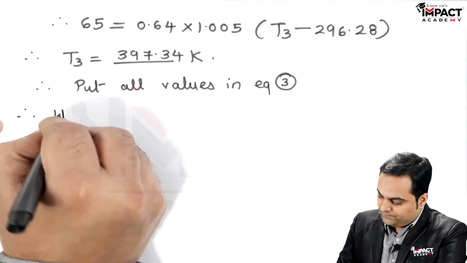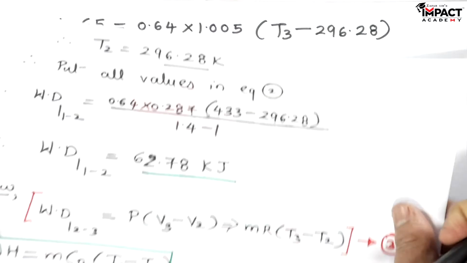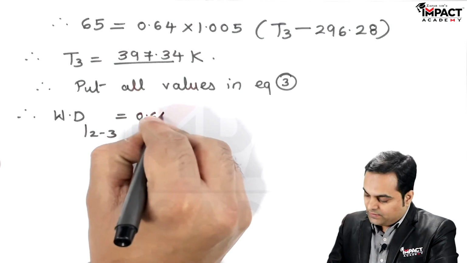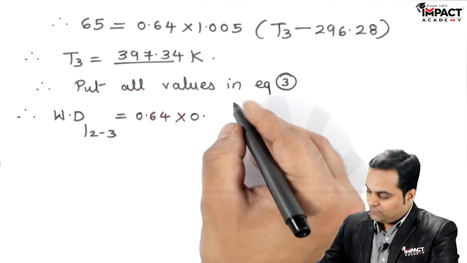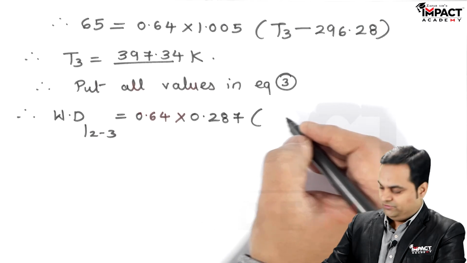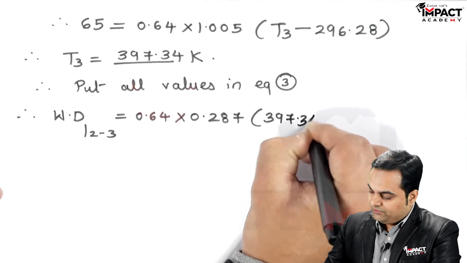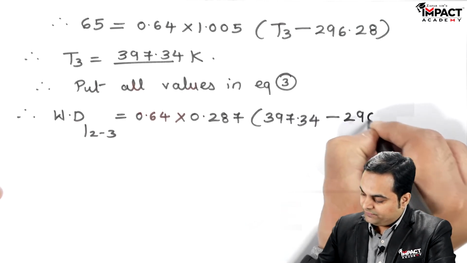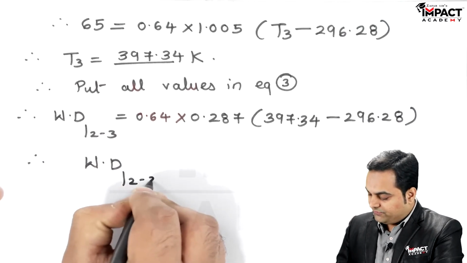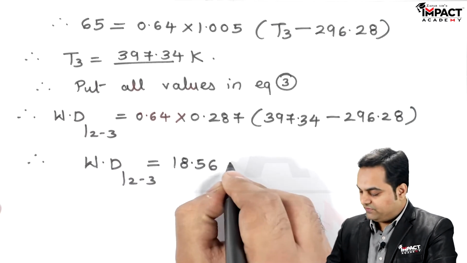Then putting all values in equation 3, the work done during process 2 to 3 is equal to m into R into T3 minus T2. So m is 0.64. R I am keeping in terms of kilojoule per kg Kelvin, so 0.287, in order to get the work done in kilojoule. Then it is T3 minus T2. T3 is 397.34. T2 is 296.28. So the work done during process 2 to 3 will come out to be 18.56 kilojoule.